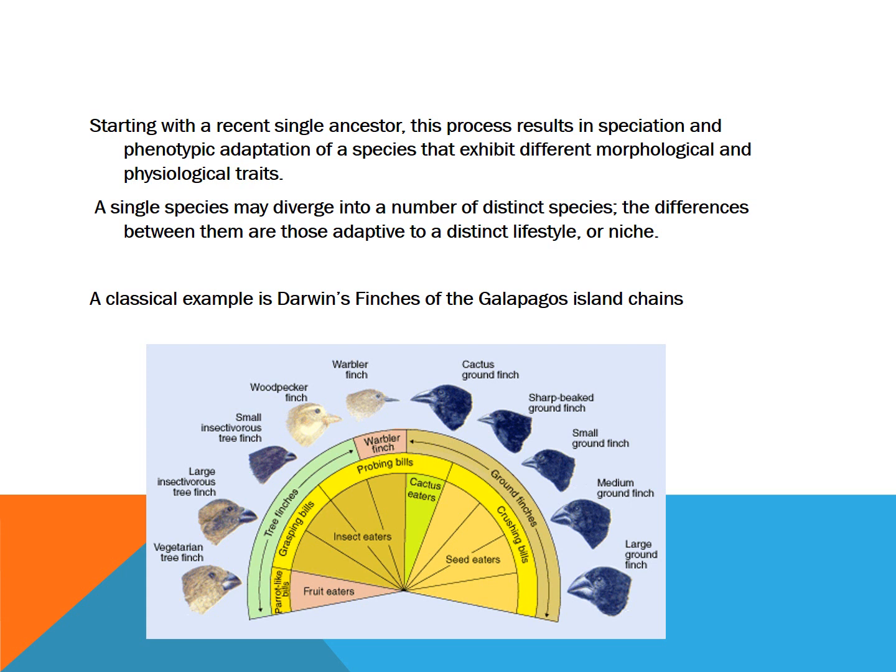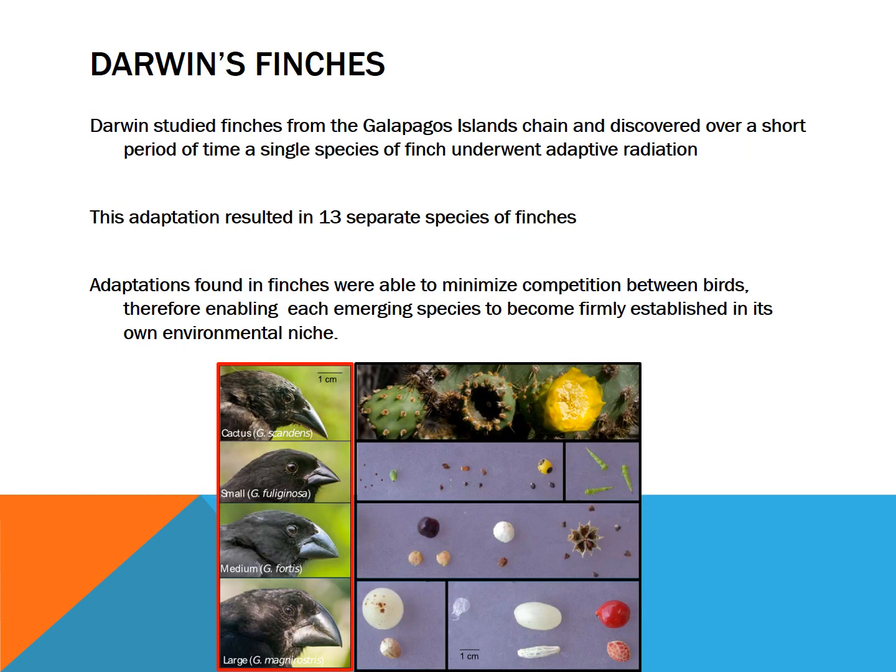A classical example is Darwin's finches of the Galapagos Island chains. Charles Darwin studied finches from the Galapagos Islands and discovered that over a short period of time, a single species of finch underwent adaptive radiation. This adaptation resulted in 13 separate species of finches. Adaptations found in finches were able to minimize competition between birds, therefore enabling each emerging species to become firmly established in its own environmental niche.